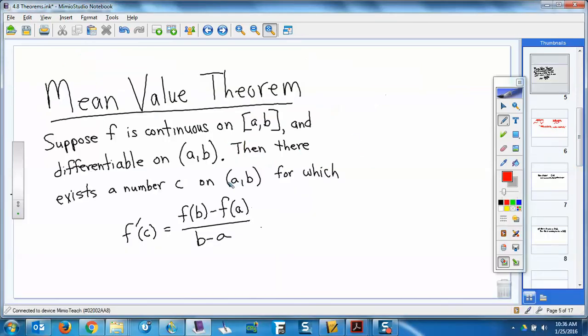All right, back to this. So here's the last part. Then we're going to talk about that first part some more. But so if a function is continuous on the closed interval and differentiable on the open interval, then there exists a number c on the open interval (a, b), for which, or such that, f prime of c equals f of b minus f of a over b minus a. So just write that down.